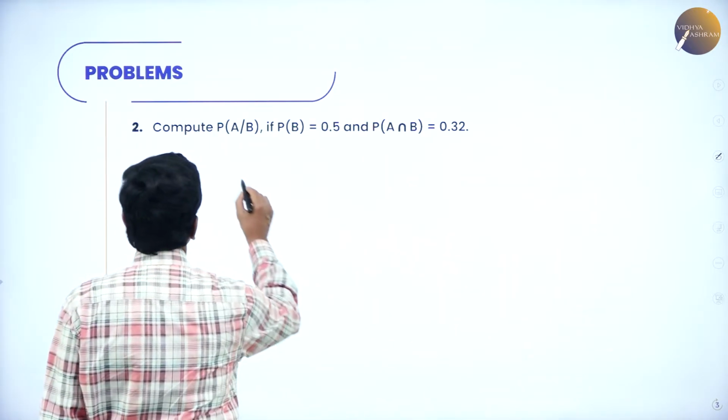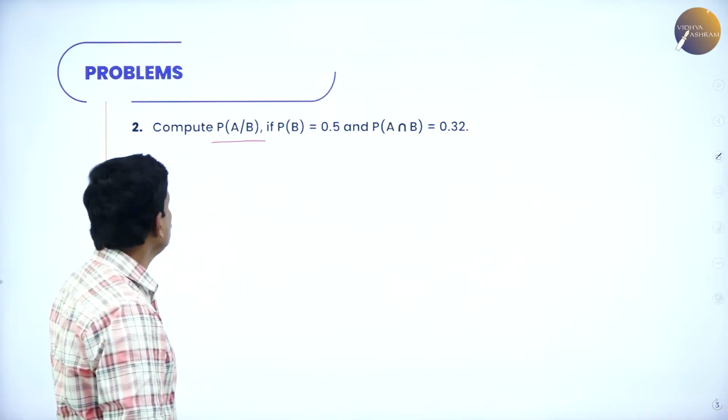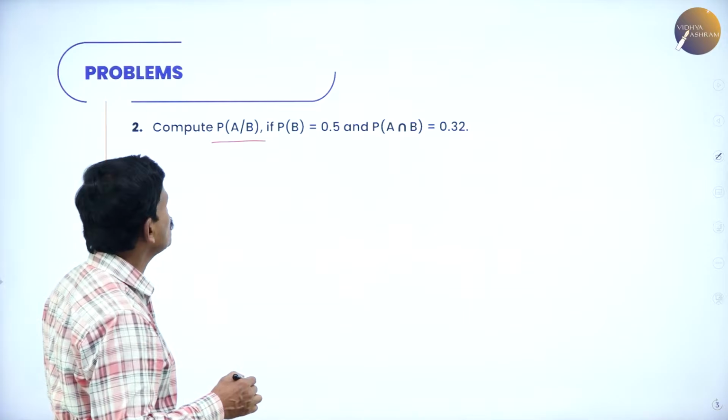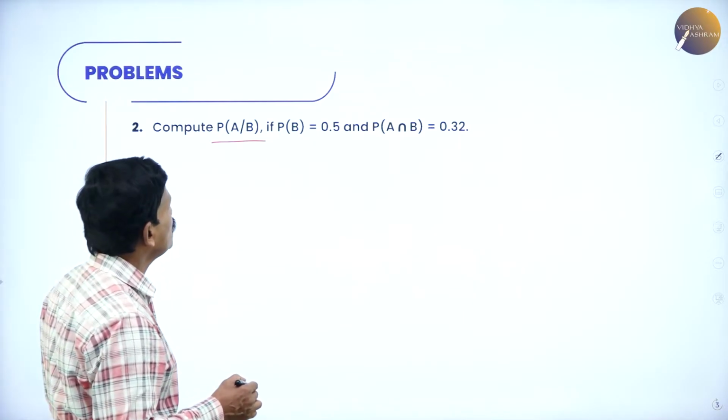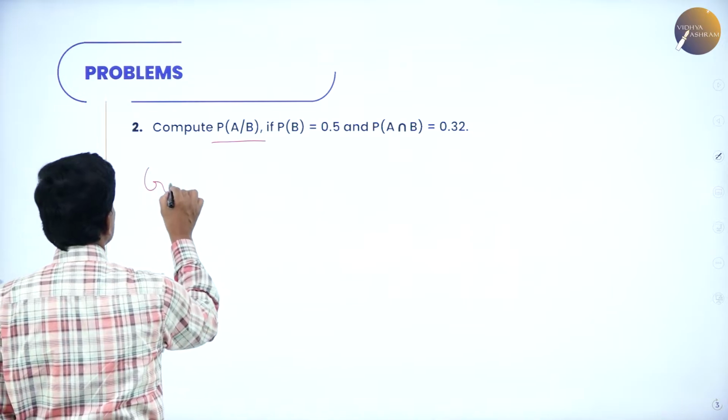Now same type. Compute probability of A by B, that is B has already occurred, if probability of B is 0.5 and the probability of A intersection B is 0.32. Now let us write down what is given.